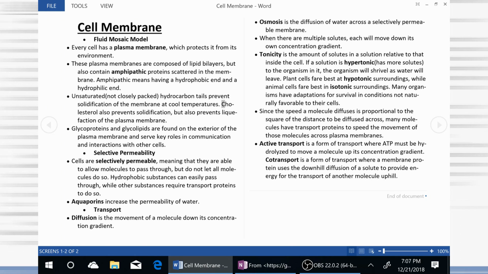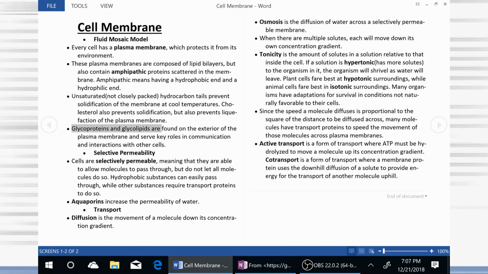And cholesterol, which is often talked about from a nutritional standpoint, also prevents solidification of the membrane, but can also prevent liquefaction of the membrane at high temperatures. So cholesterol helps keep the cell membrane stable, in other words.